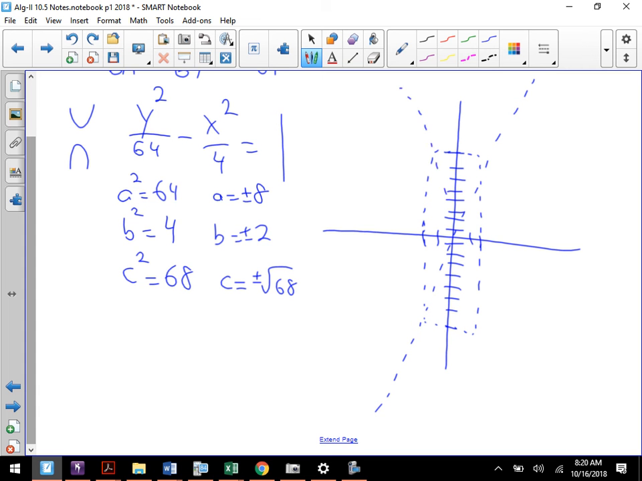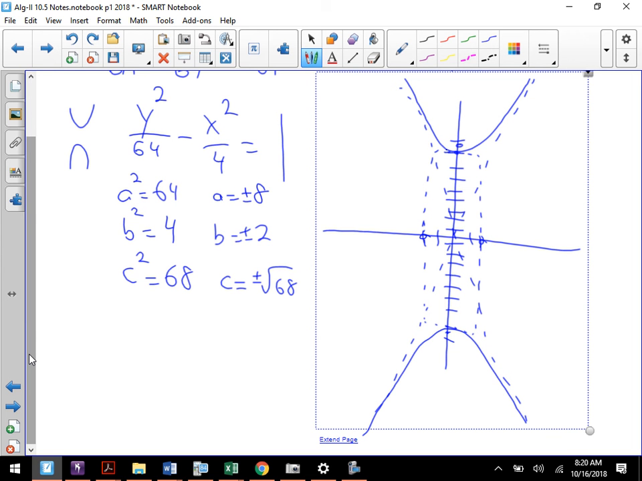Asymptotes galore. And then we have, it's up here-ish, here. Remember, hug your asymptote, go through the vertex, hug your asymptote. Hug your asymptote, go through the vertex, hug your asymptote.